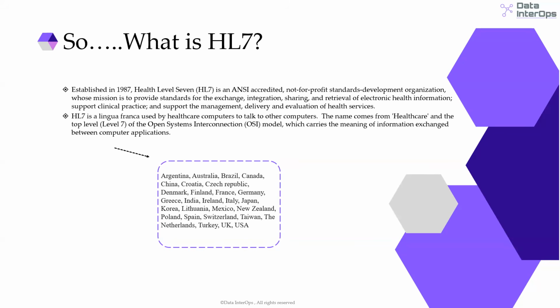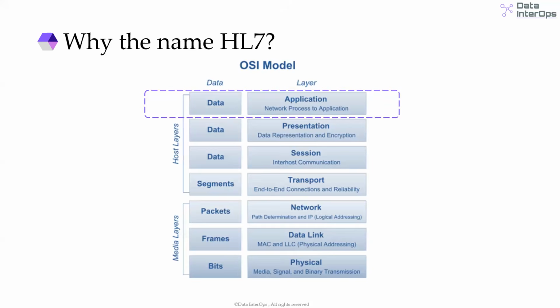So apparently HL7 is used to talk to other computers. The name comes from something called Open Systems Interconnect, which we will see in the next slide. And it will tell you how we coined the term HL7. And HL7 is well developed, and it is used in, as I said, many different countries. India is also one of them. Now let's take a look at why we have this name called HL7.